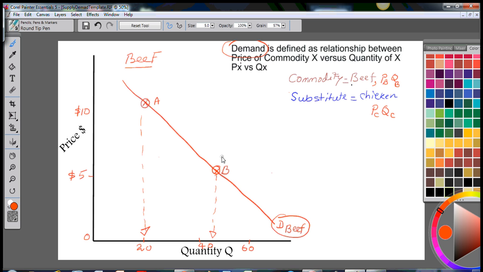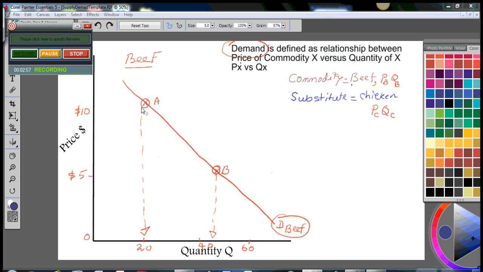So has the demand changed? Well, the question is, has the relationship between P of X versus Q of X, or price of beef versus quantity of beef, changed? We say no, the relationship is still the same. If somebody says, we dropped the price from $10 to $5, has the demand changed? You say no, demand is defined as a relationship and it has not changed. It's just simply the quantity demanded on the same relationship, this red line, that we're looking at. So it's a quantity demanded change, but the demand, or the relationship, has not changed.